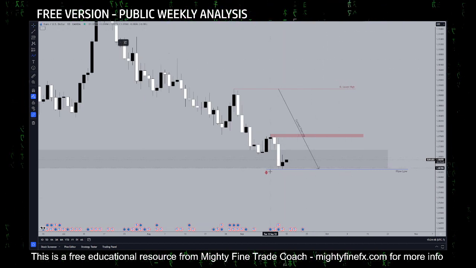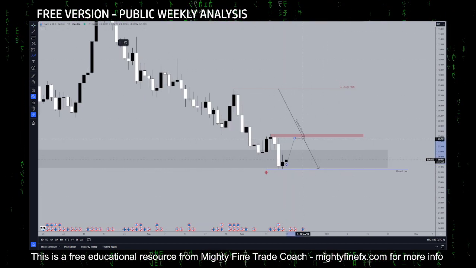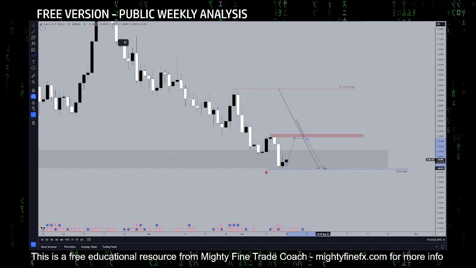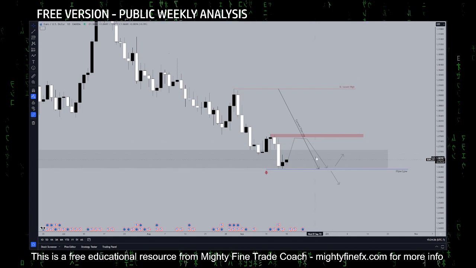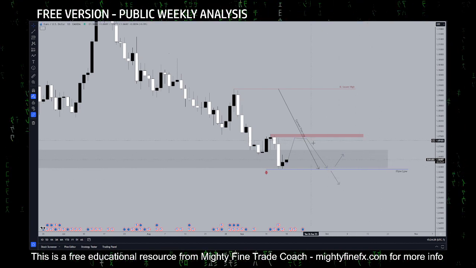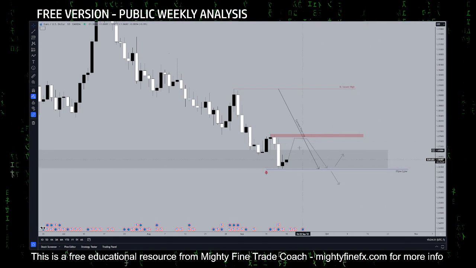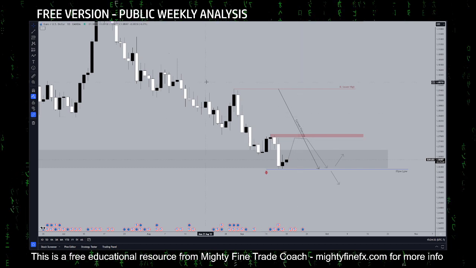So really, again, what you're looking for here is some sort of pullback, that transition, and then an extension back into these flow lows where we'll either break or bounce, right? Could bounce here, could create a big range, could break lower. So definitely take some profits if you get in on the shorts from this region.